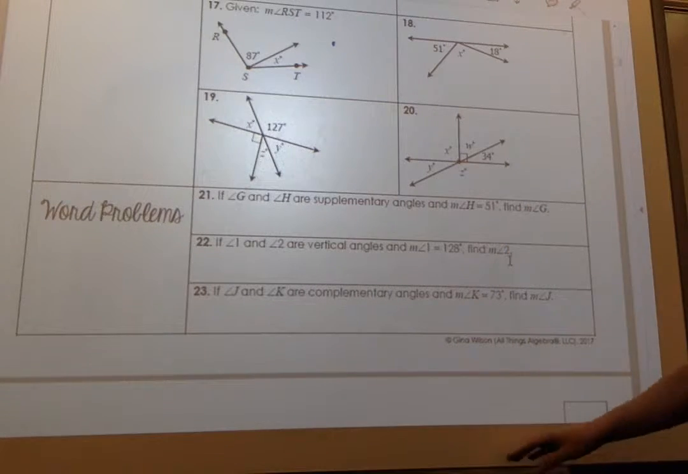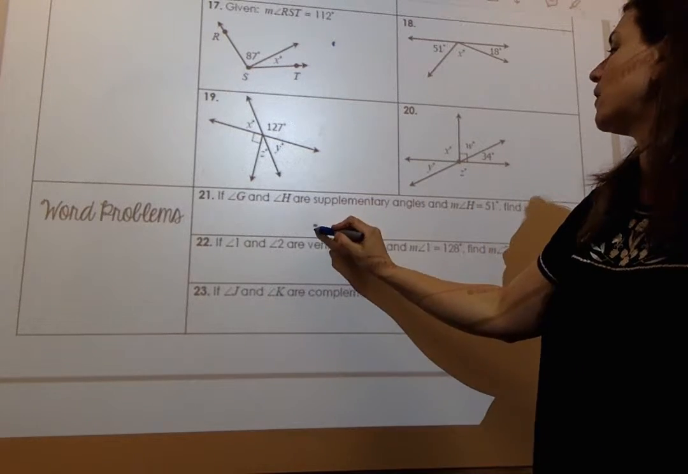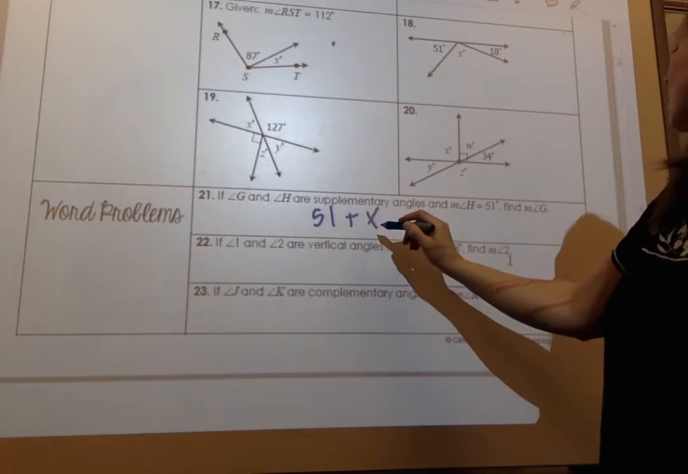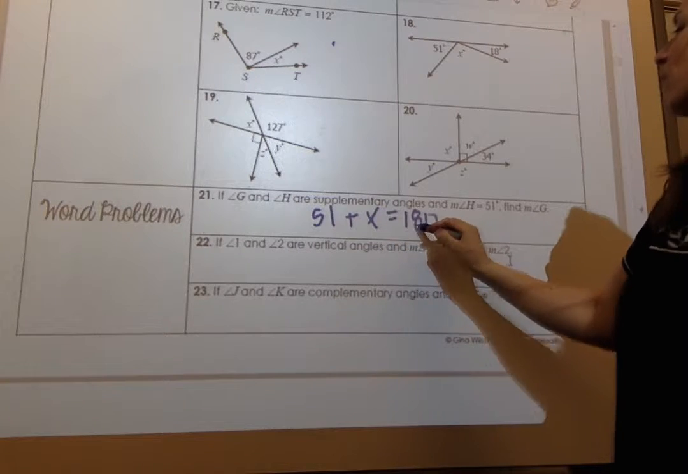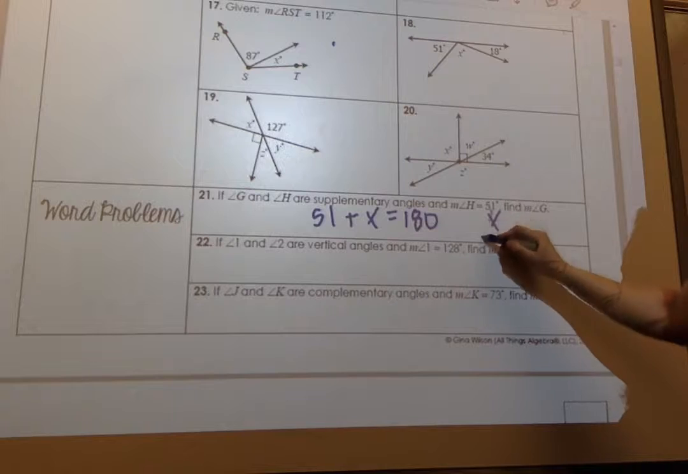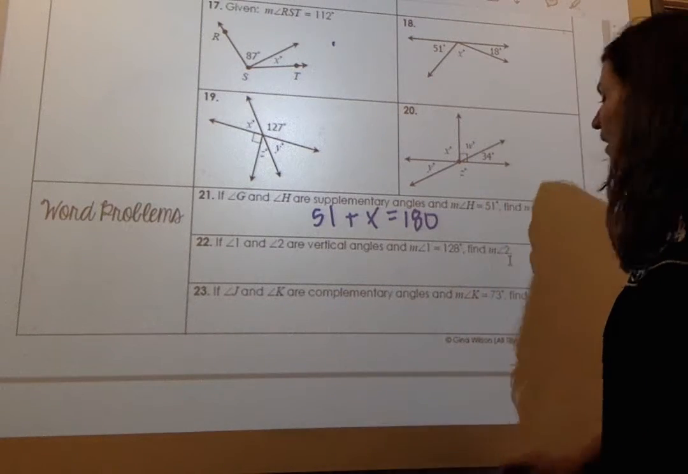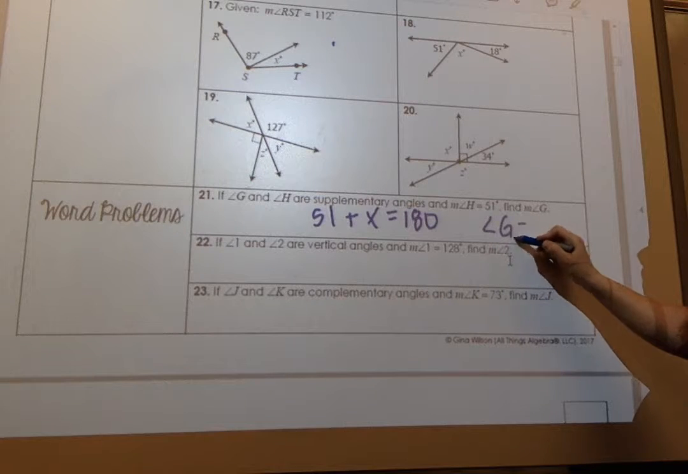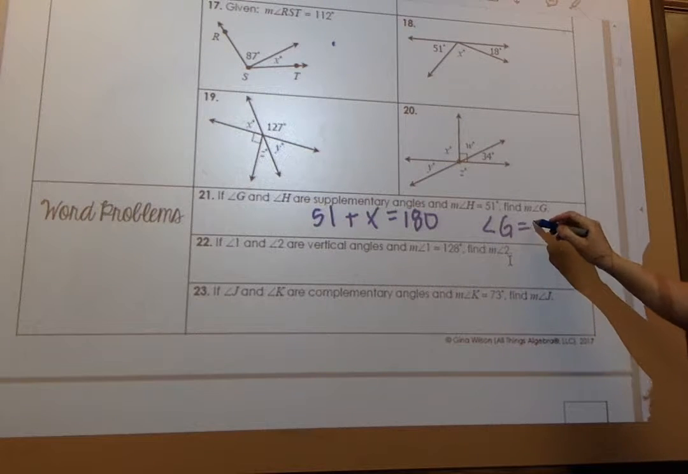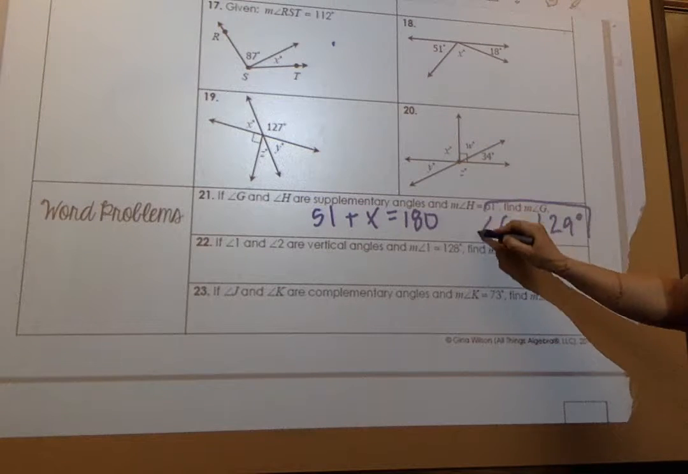All right, hopefully you got a chance to do that. It says G and H are supplementary, and angle H is 51. So 51 plus x equals 180 degrees. Subtract 51 on both sides. x, angle G. So notice my answer is not x. It's going to be angle G is equal to 129 degrees.